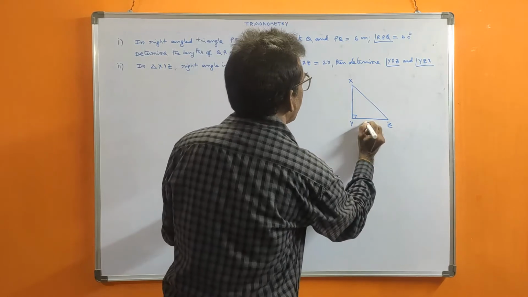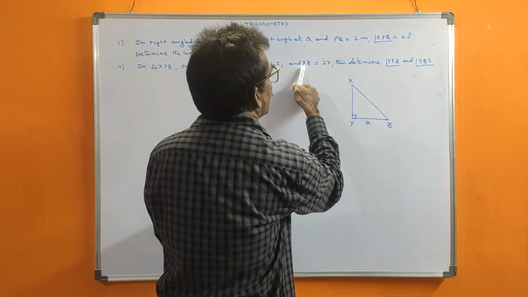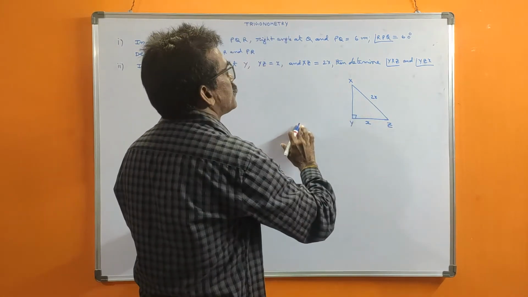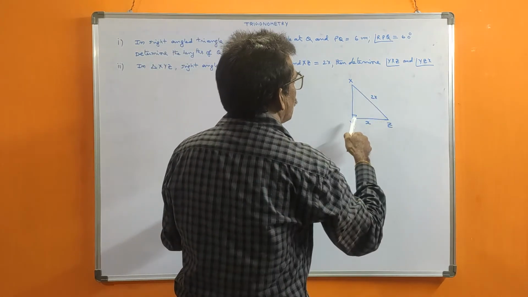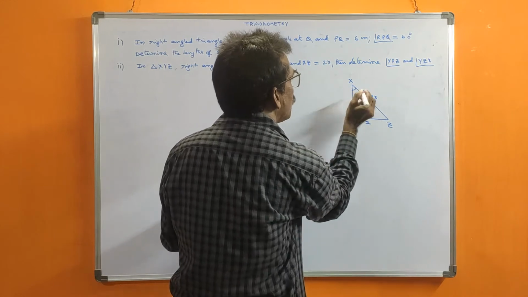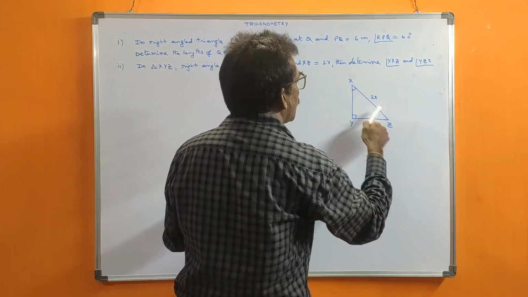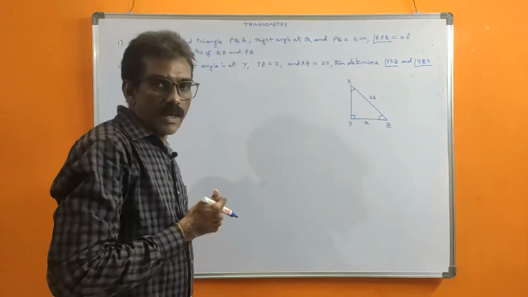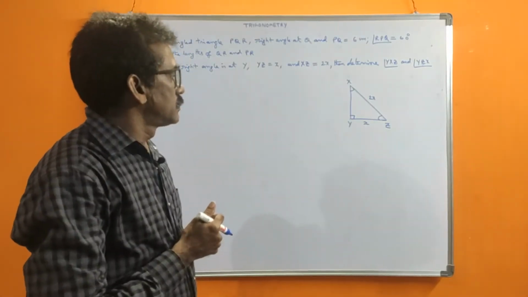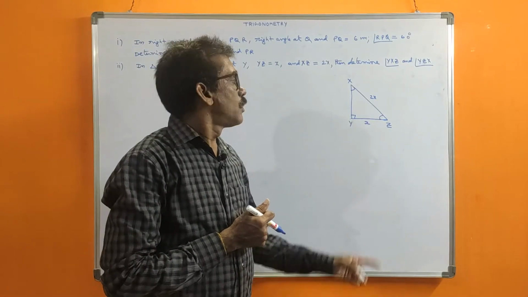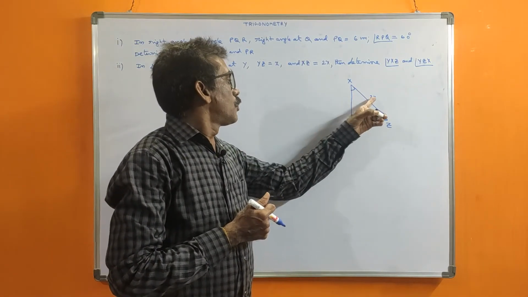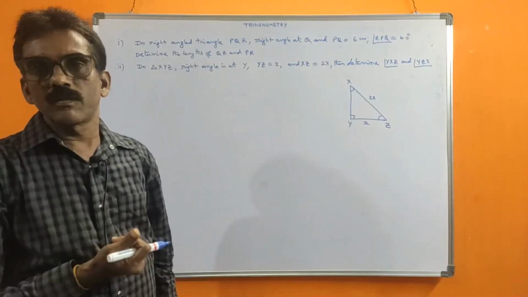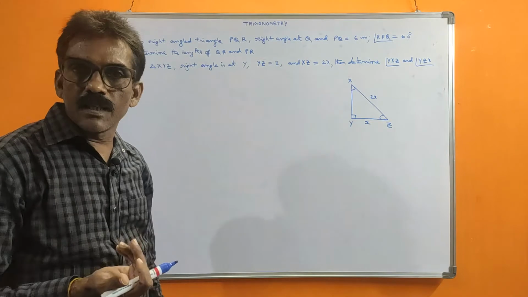Sides given: YZ is X, and XZ is 2X. Okay, that's it. The angles YXZ and YZX are being asked. Now, you know, in any right angle triangle, if two sides are there, by using Pythagoras theorem we can calculate the third side. That's simple.